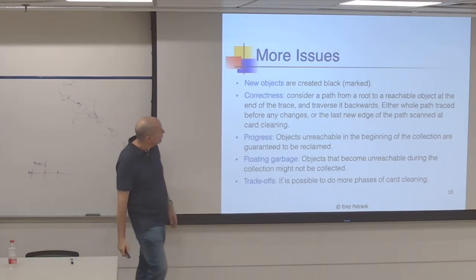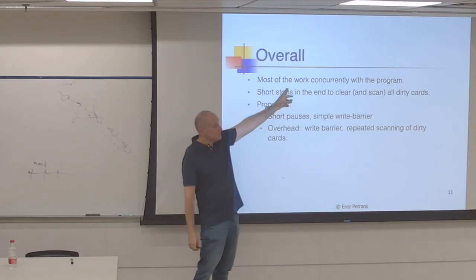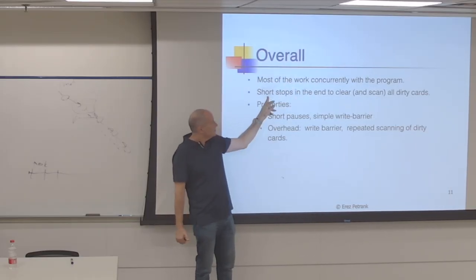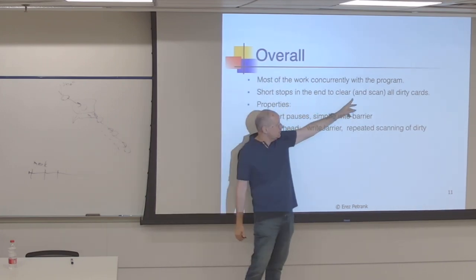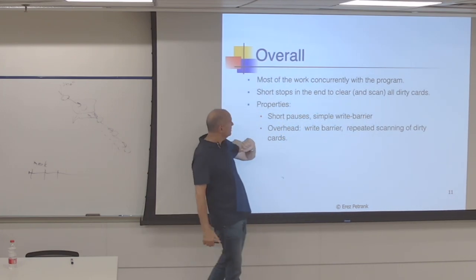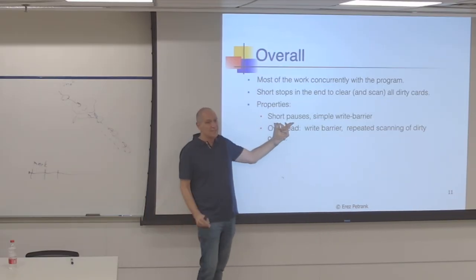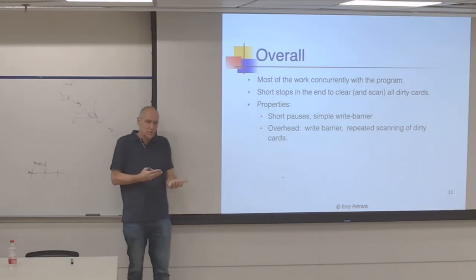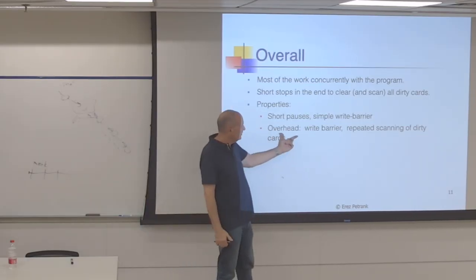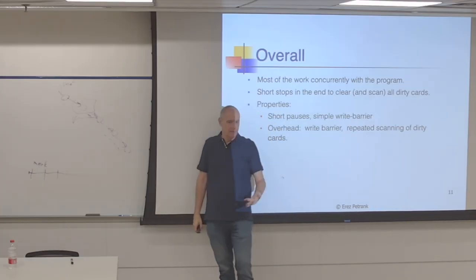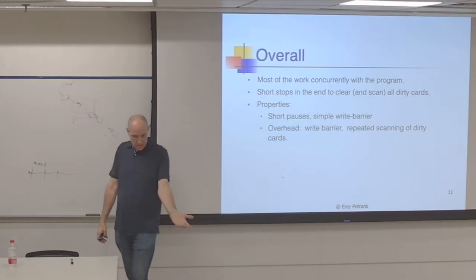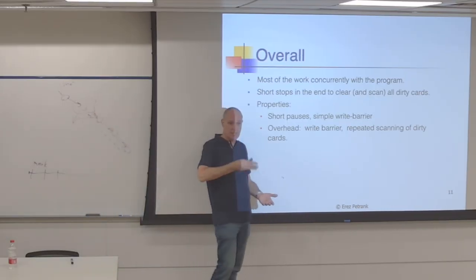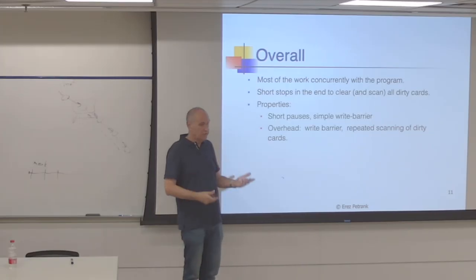Okay, so overall, most of the work is done concurrently with the program. I managed to mark most reachable objects. There are short stops in the end to clear and scan all the dirty cards. And so I have short pauses. This is not like the DLG that has really short pauses, but it reduces the pauses. And the overhead is this write barrier and the fact that I have to scan again, like you said. I scan repeatedly edges, like pointers that were modified.